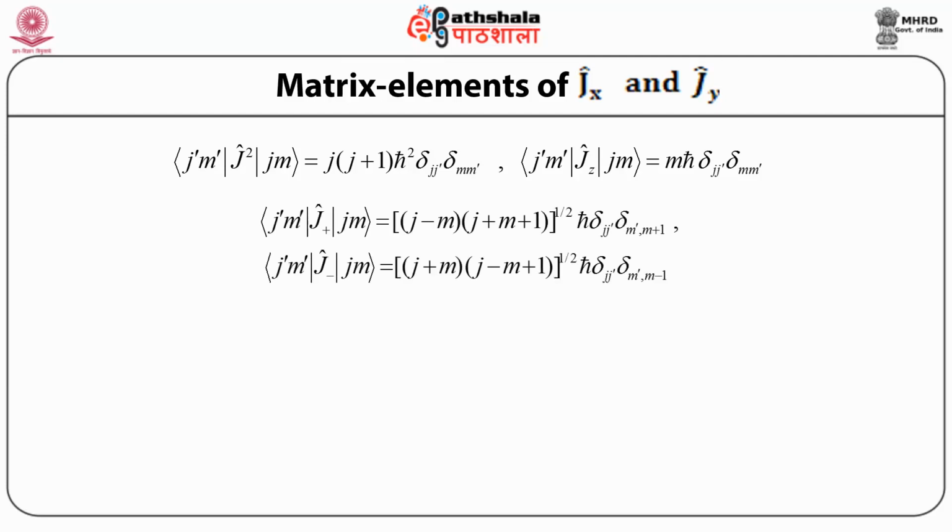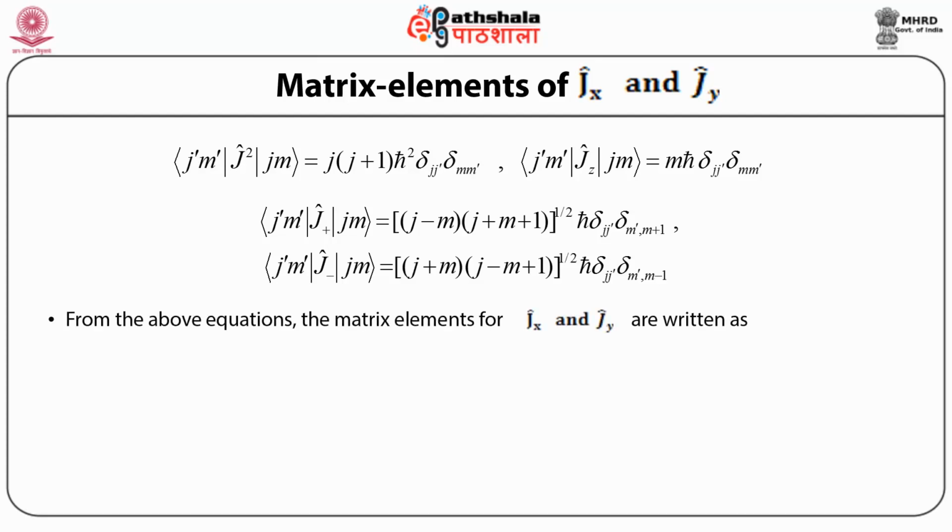The scalar product of ⟨j′m′| with operator J+ |jm⟩ is equal to √((j−m)(j+m+1)) ħ δ_{j′j} δ_{m′,m+1}. The scalar product of ⟨j′m′| with operator J− |jm⟩ is equal to √((j+m)(j−m+1)) ħ δ_{j′j} δ_{m′,m−1}.